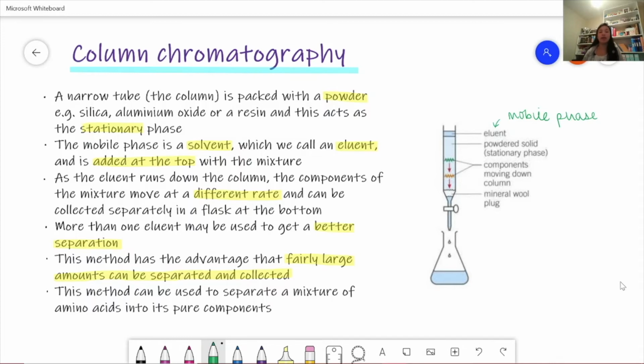So first we'll have the components that have a higher affinity for the mobile phase. So they'll move a lot quicker, and so they'll get to the bottom a lot quicker. And so we collect all of those first. And then next we'll have the ones which have slightly less affinity for the mobile phase and a higher affinity for the stationary phase. And so we'll collect those, and then so on until we've collected all of the different components and separated the whole mixture.